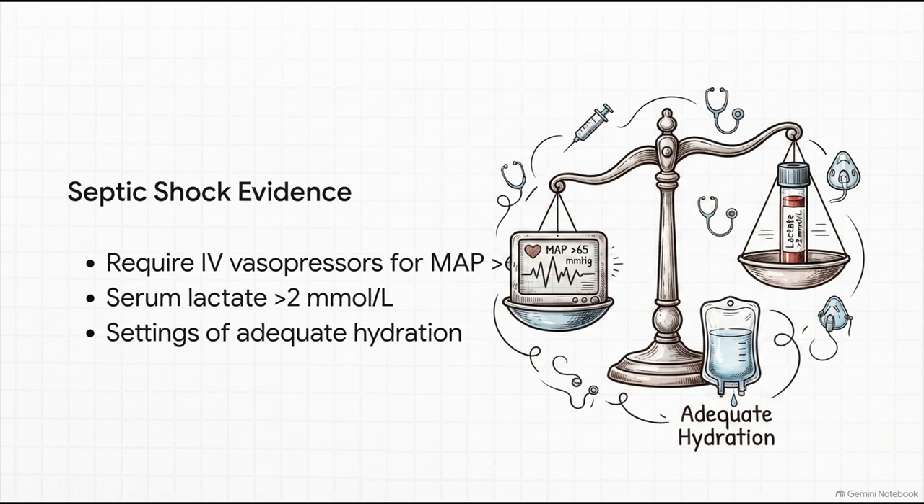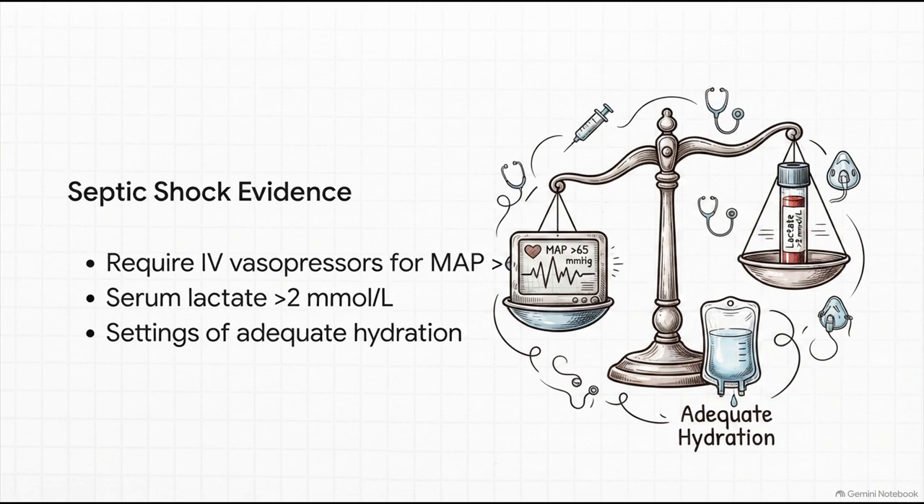Under the Sepsis-3 consensus criteria, validating a diagnosis of septic shock has very strict parameters. It requires the presence of persisting hypotension that actually needs IV vasopressors just to maintain a mean arterial pressure greater than 65. And, crucially here, it requires a serum lactate level strictly greater than 2 millimoles per liter, despite adequate fluid hydration. To put that into perspective, let's look at a quick scenario from our source material.